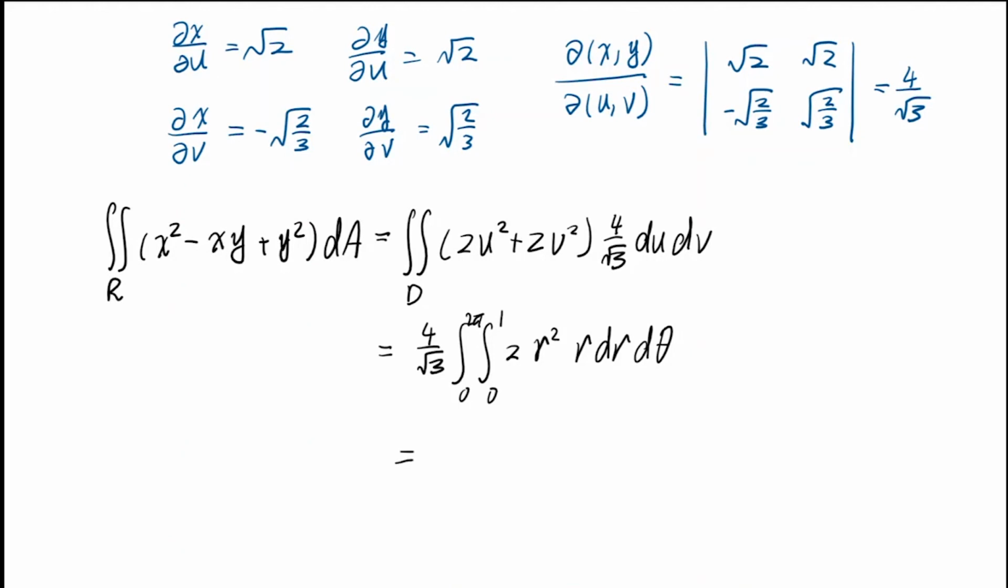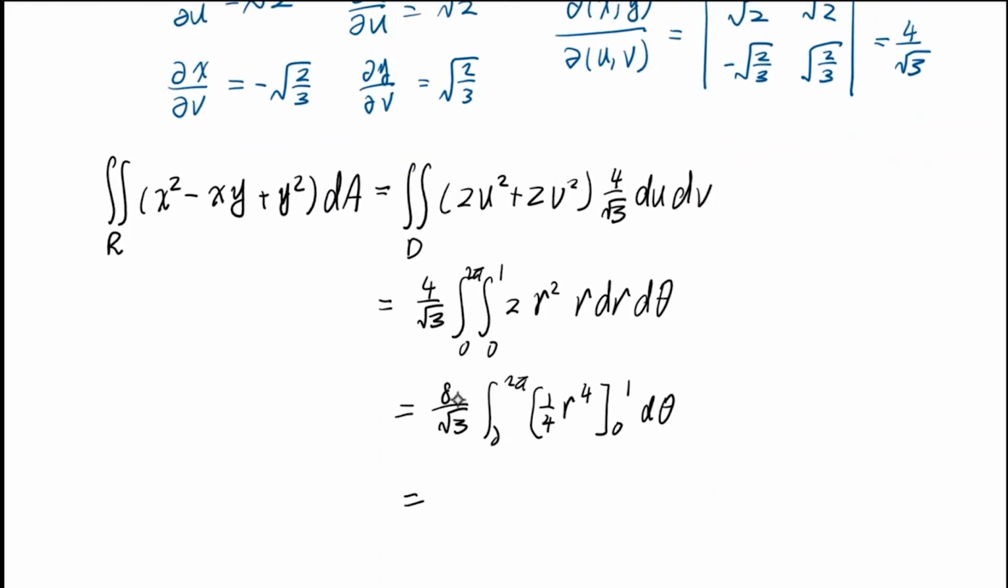Okay. So take out another 2, so 8 over root 3, 0 to 2 pi, and this thing becomes r to the 4th power. So here, therefore 1/4 from 0 to 1, and then the theta. And this cancels, so we have 2 over root 3, and then theta just gives you 2 pi. So we have 4 pi over root 3. Whew. Dang, huh? What a problem.